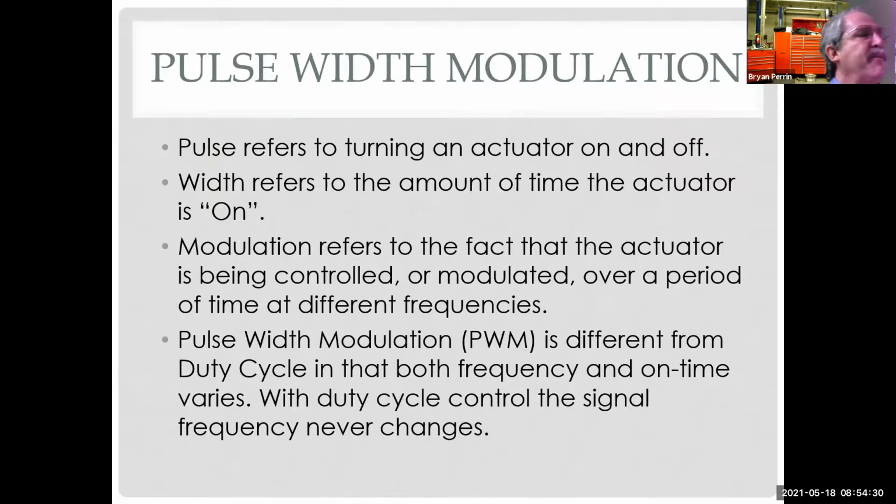So pulse refers to turning an actuator on and off. Width refers to the amount of time the actuator is on. Modulation refers to the fact that the actuator is being controlled or modulated over a period of time at different frequencies. Pulse width modulation is different from duty cycle in that both frequency and on time vary. With duty cycle control, the signal frequency never changes. That is the takeaway here. That is the defining difference between the two.